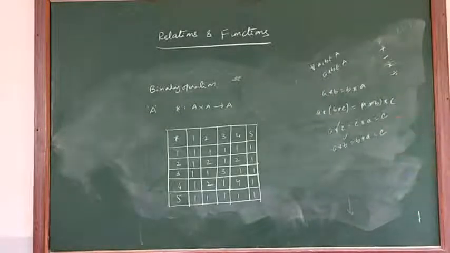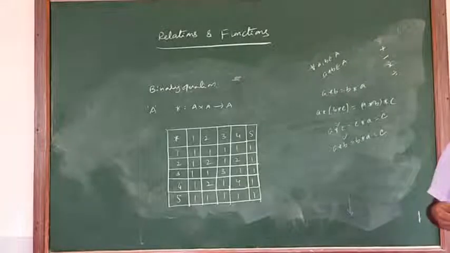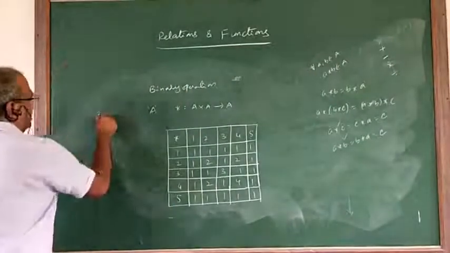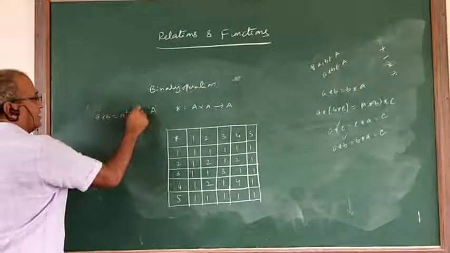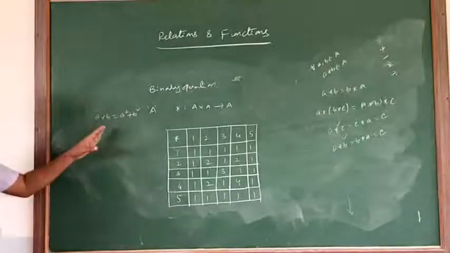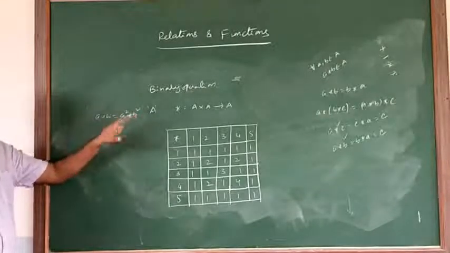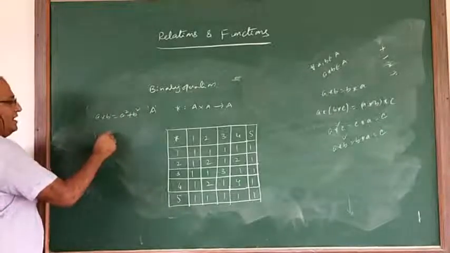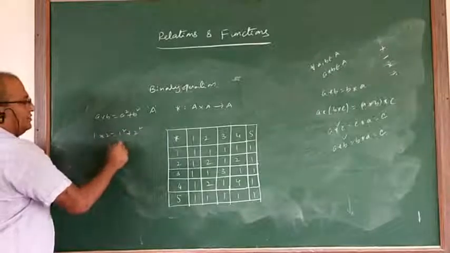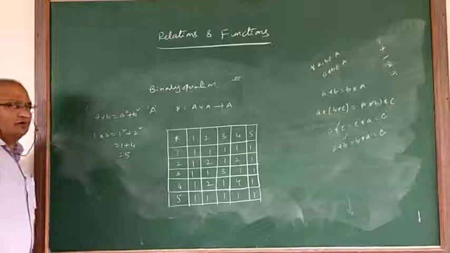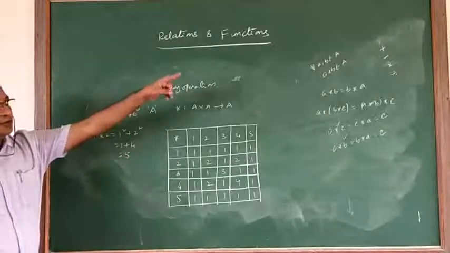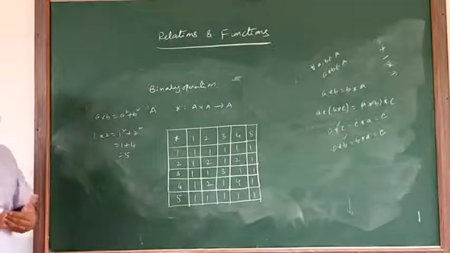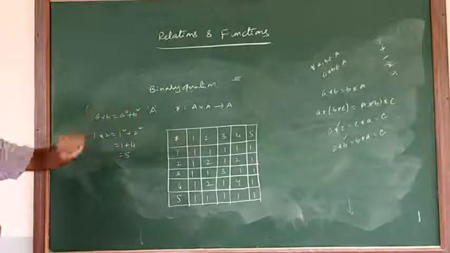Binary operation means we can define our own operations. For example, a star b is equal to a square plus b square. Here the operation we are doing is a square and b square, which means we are defining our own binary operation. For example, 1 star 2, what will happen? 1 square plus 2 square, which is equal to 1 plus 4, which is equal to 5. So the advantage of binary operation is that we can define our own operations. So this is about the binary operation.